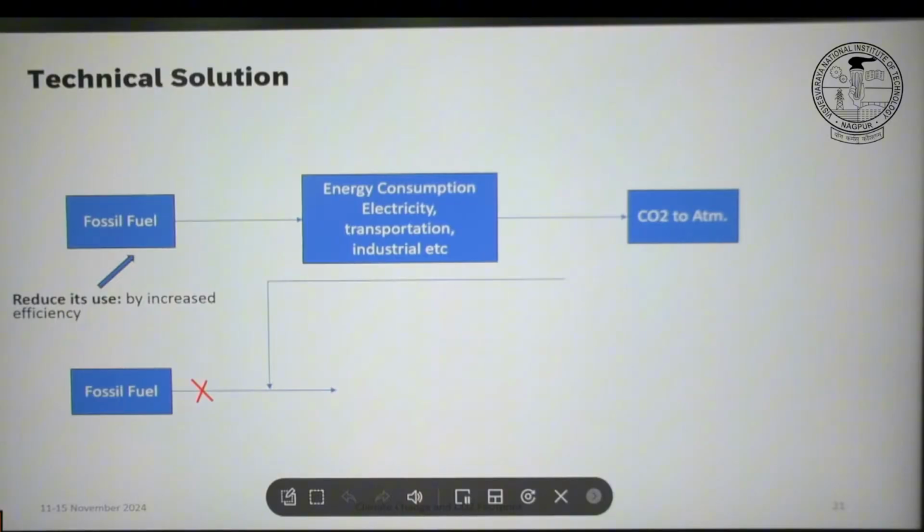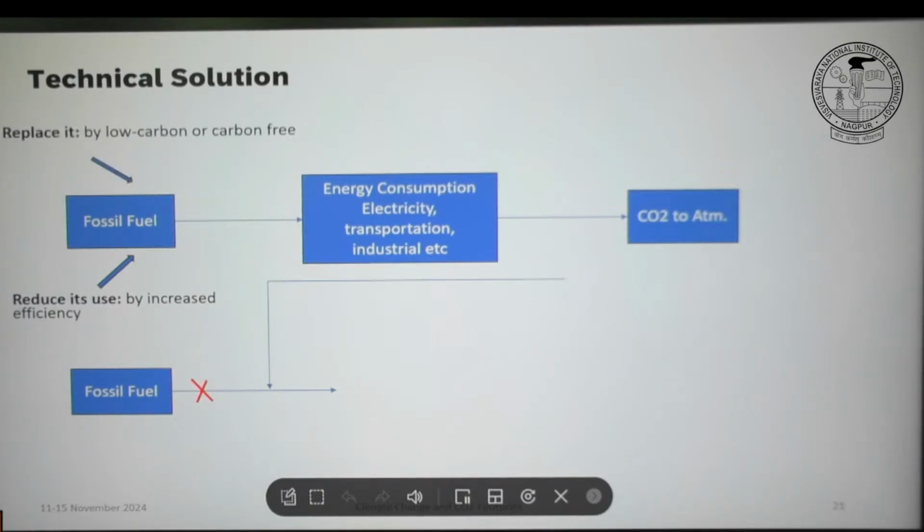So yes, once again, increasing efficiency was the focus in the early years, but it still continues to be so in developing countries like India and China. Wherever you can increase the efficiency, you can reduce CO2 emission for the same energy output.